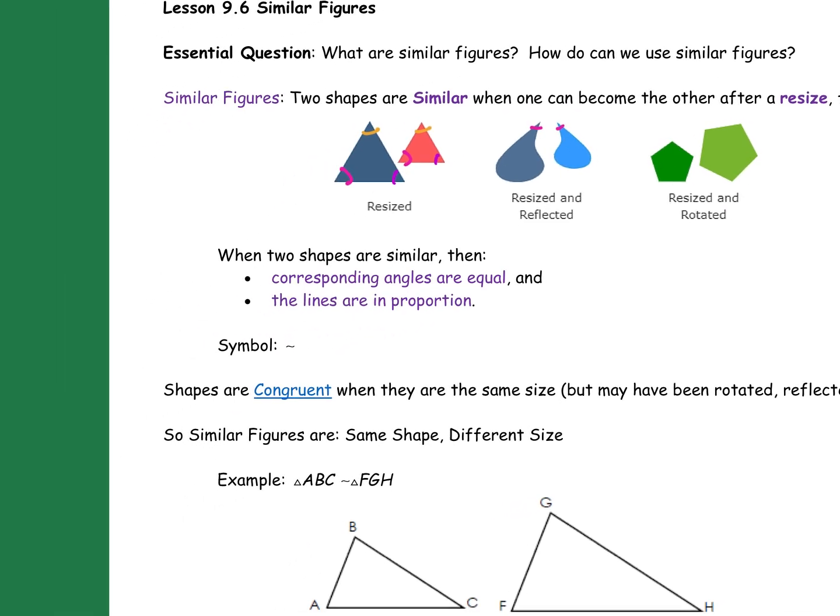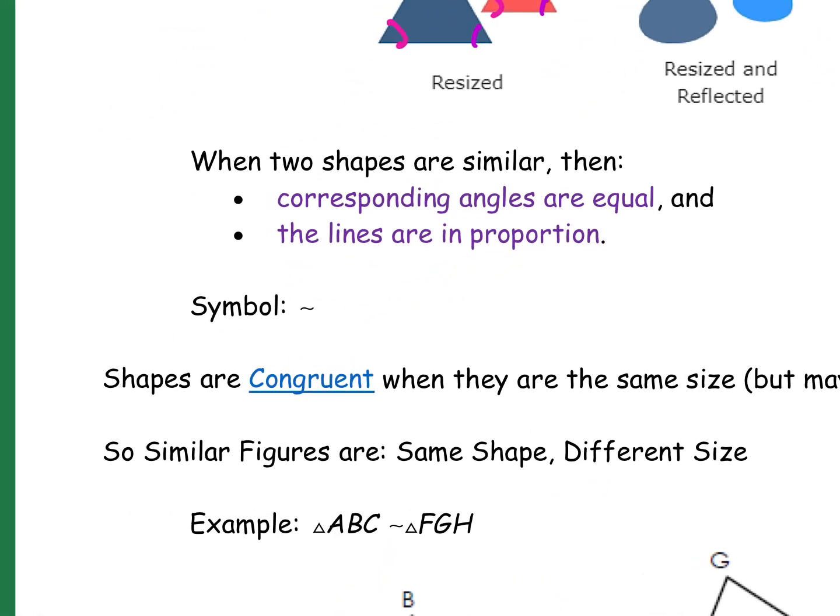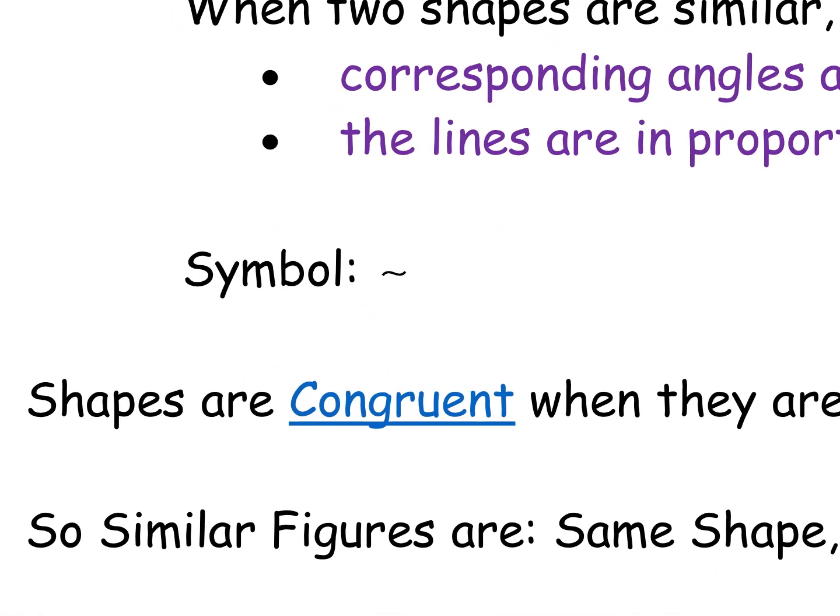The symbol, it's kind of small. I'm just going to kind of zoom in so you can see it. The symbol for similar is just this little wavy sign, right? It's just a little line that's a wave. Okay, and it means similar. So this means similar.